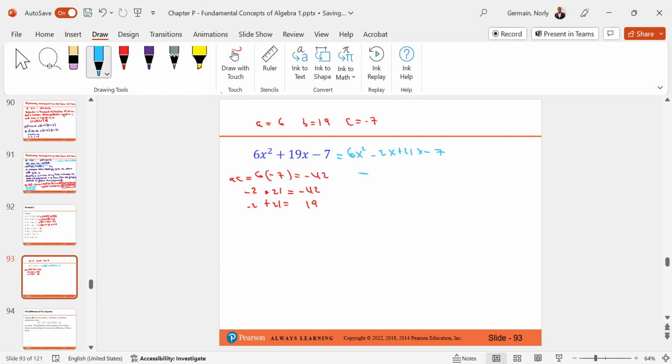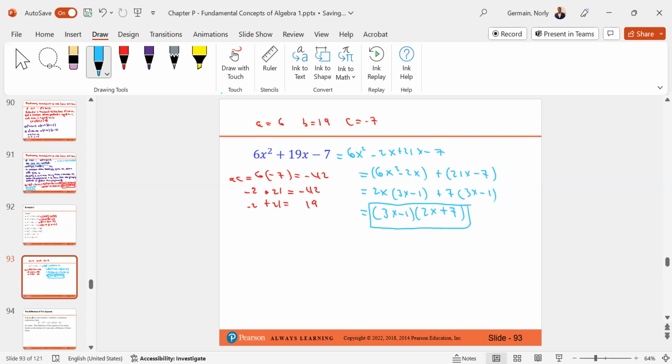Now, when I look at this one, I can group 6x squared minus 2x. I can also group 21x minus 7 because both of them have a common factor. Looking at this, I can factor 2x, so I have 3x minus 1 left, and I can factor 7, we have 3x minus 1. Remember, you must have the common factor in the grouping. The reason why you use grouping is because you're looking for a common factor. So 3x minus 1 is our common factor. 3x minus 1 times 2x plus 7.